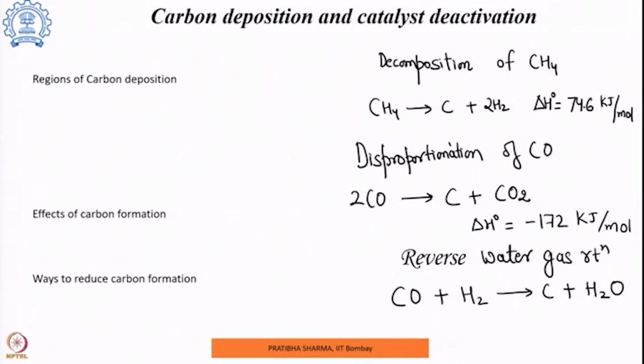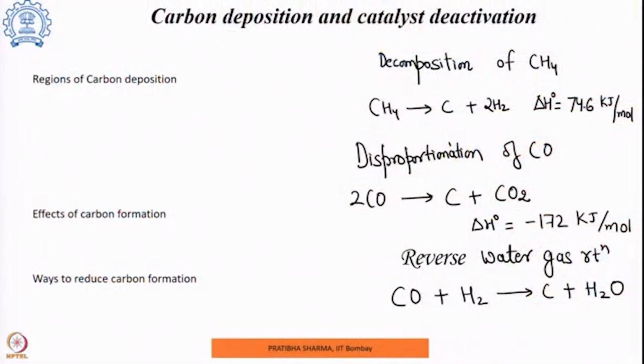Now, if we see in the reformer tubes what are the major regions where coke could be formed. So, the majority of this coke formation occurs either on the inner wall of the tubes, or at the top of the tubes in the front region. So, the majority of the carbon occurs in the front region of the tubes, and there are various reasons for it.